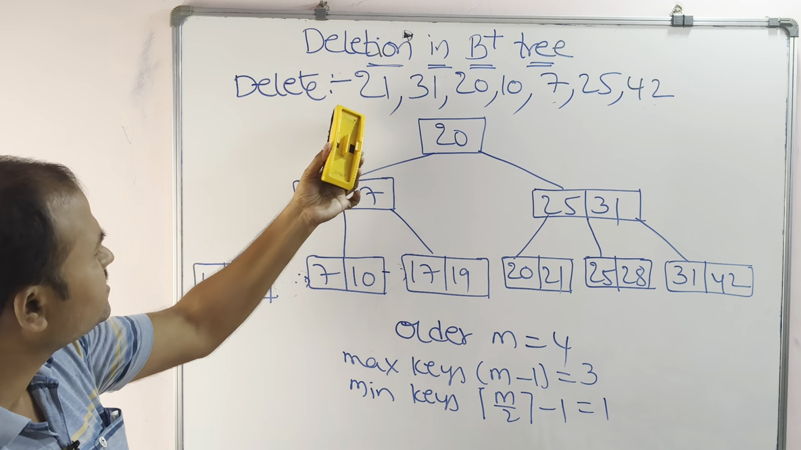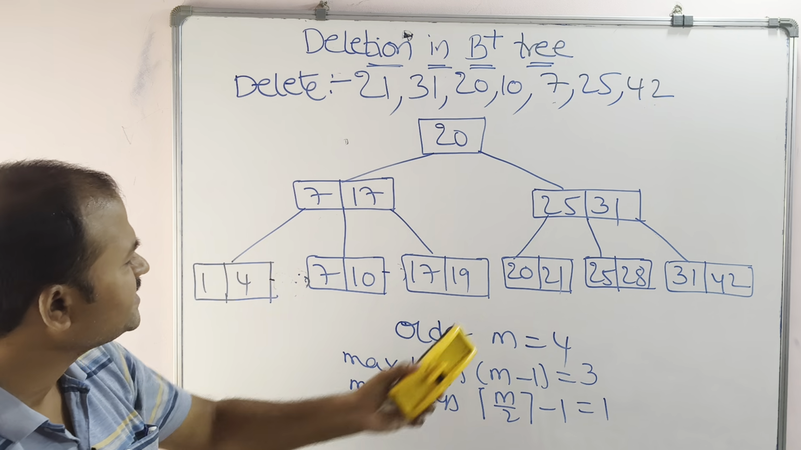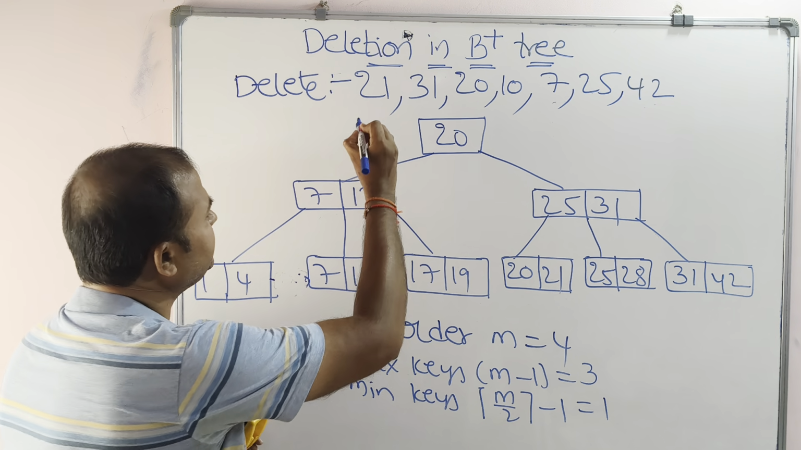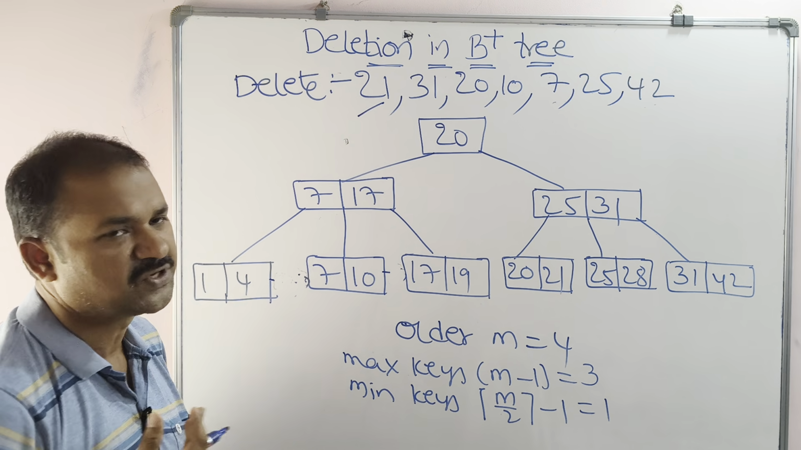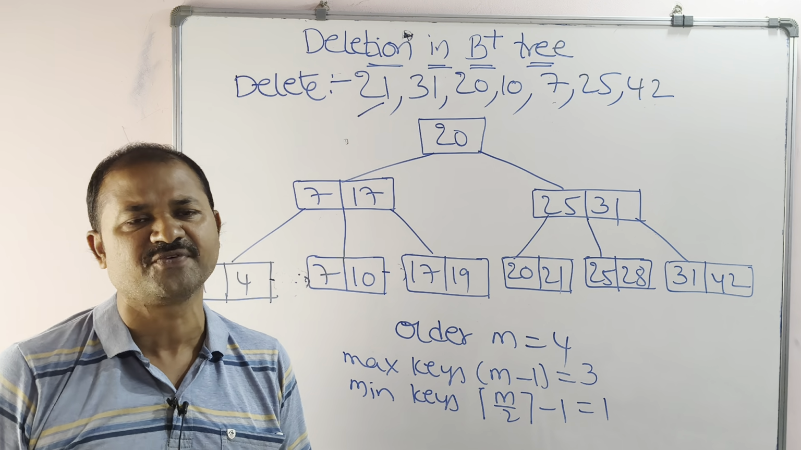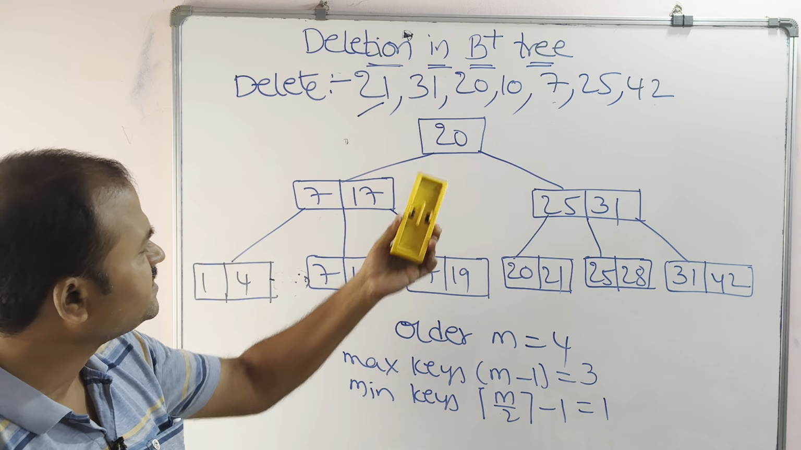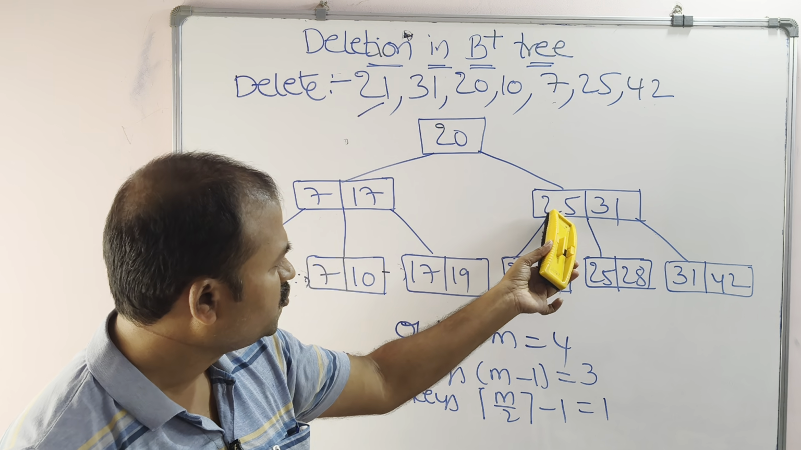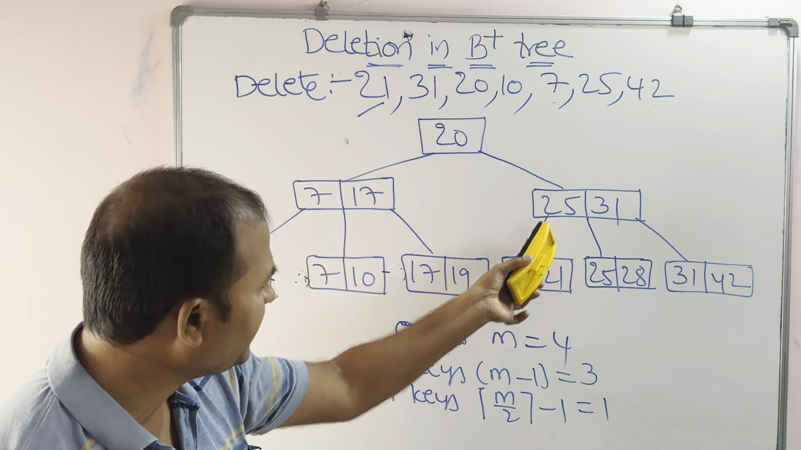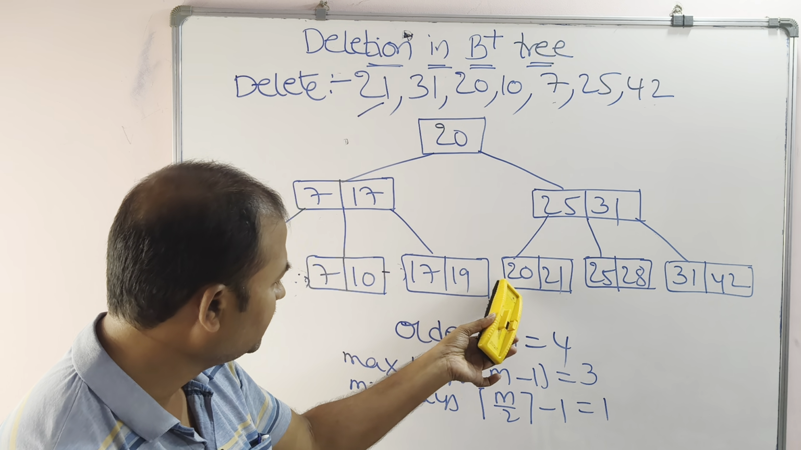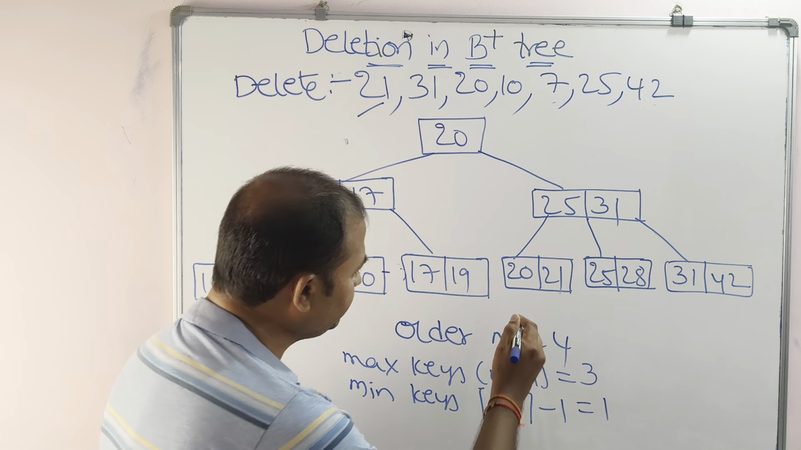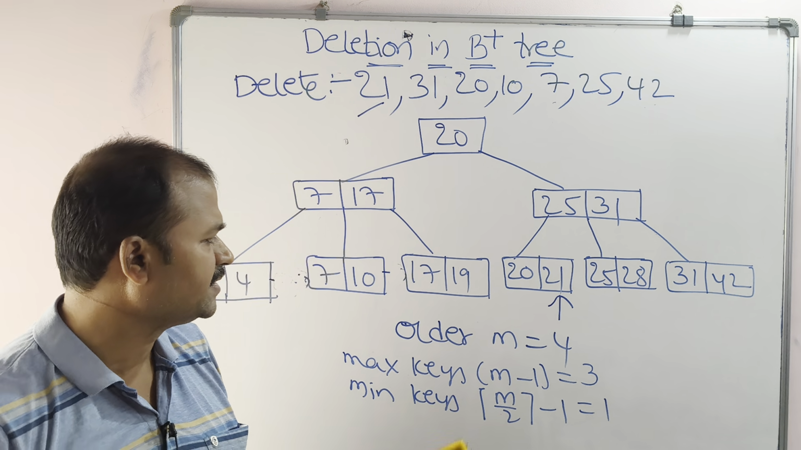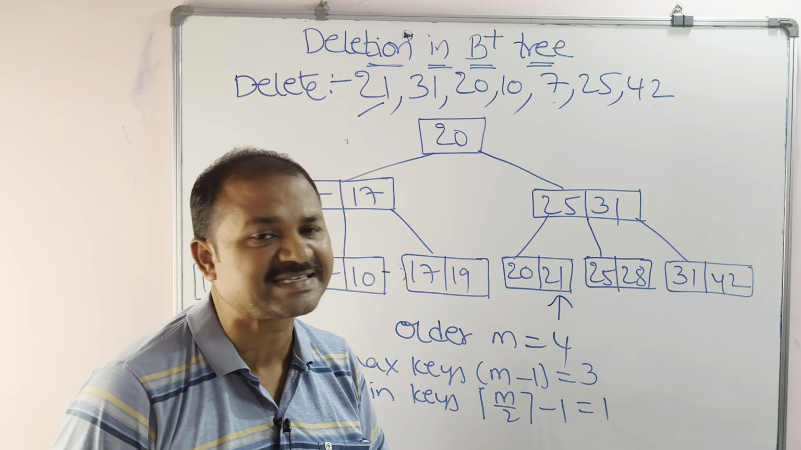Here our aim is to delete all these keys from the B plus tree. So first let us delete 21. First we have to find the location of 21. 21 is greater than 20, so traverse to the right. 21 is less than 25, so traverse to the left. 21 is greater than 20. Here we have 21. Now count the number of keys in this leaf node.